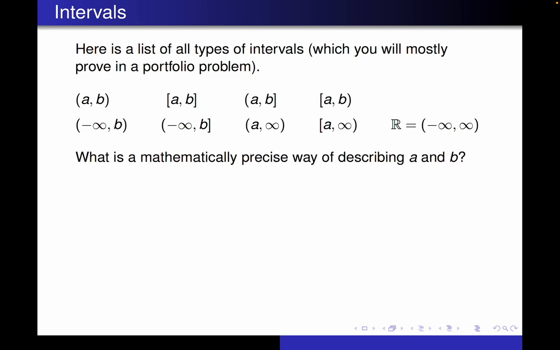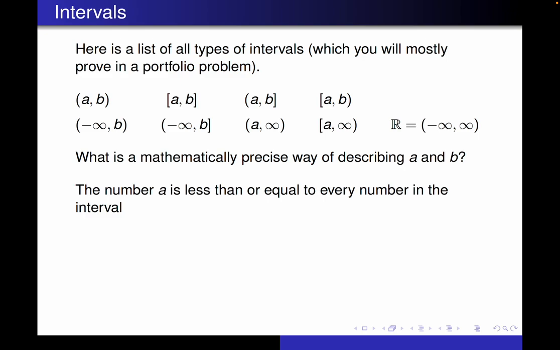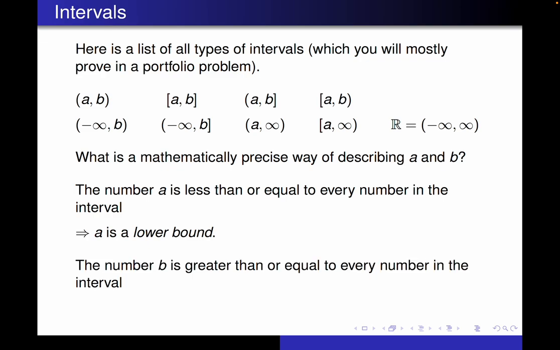Now, the one thing you might ask is, A and B sort of play a pivotal role in all of these intervals. What's a mathematically precise way of describing those numbers? One thing you may notice is that the number A is less than or equal to every number in the interval in all of the intervals where it appears. And it turns out that makes A a lower bound of the interval. And the number B is greater than or equal to every number in the interval, and that makes B an upper bound of the interval.